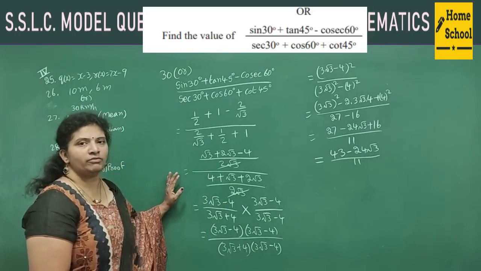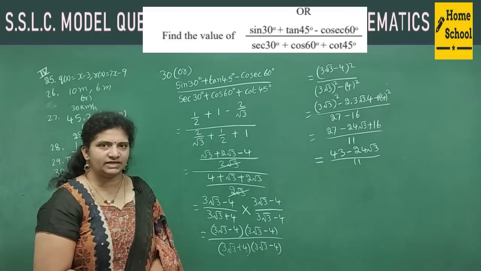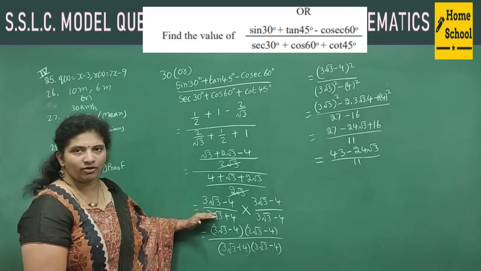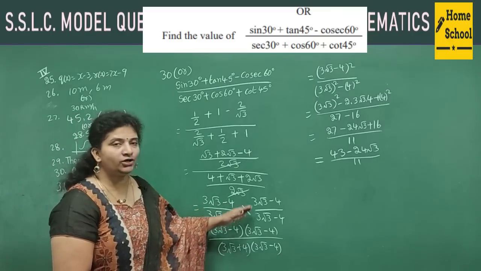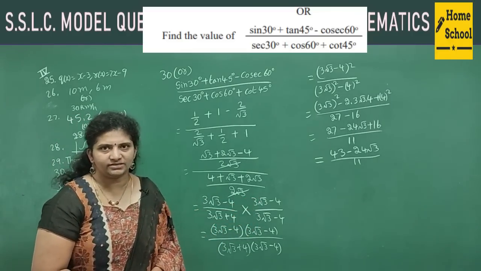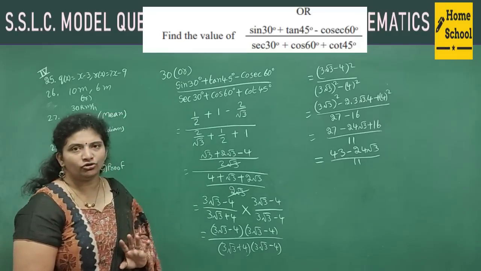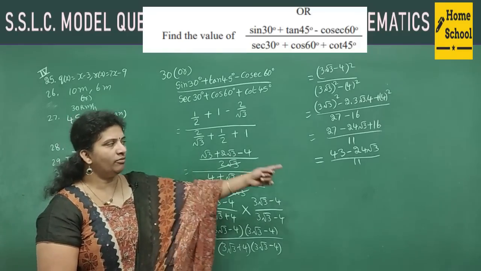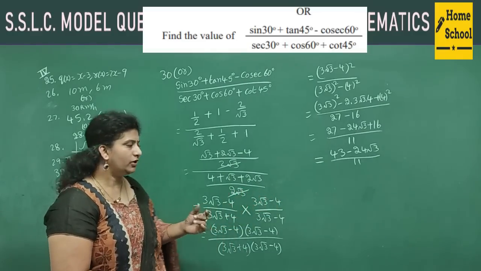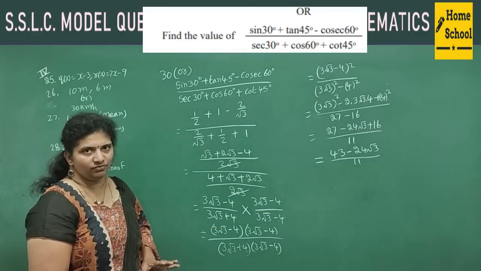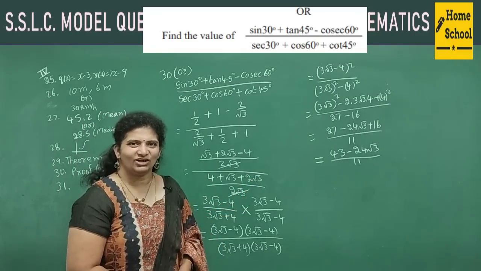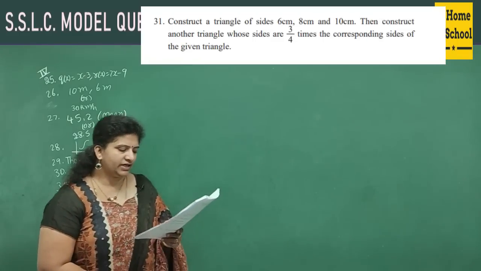See, in this problem, you have a chance of making a mistake. Where are you going to make the mistake? Most of the children will stop the problem here. They forget to multiply the numerator and denominator by their conjugates. See, the denominator should not be in surd form. So bring the denominator to a normal number. So rationalize and do the calculation carefully. Okay. Next, 31st problem.